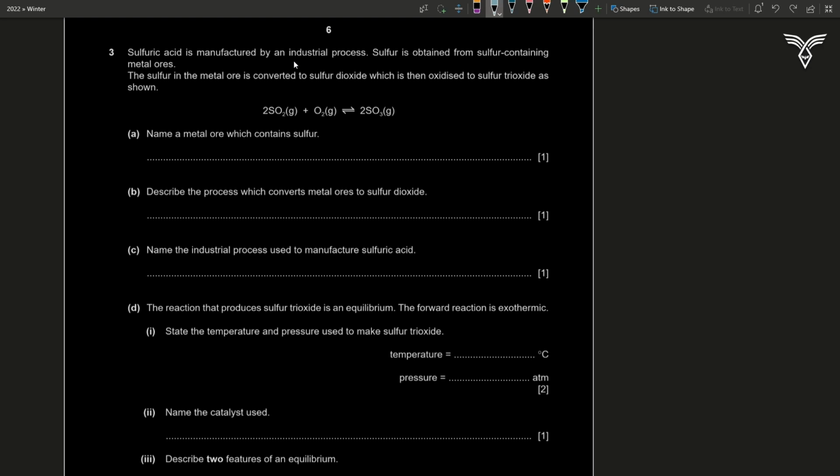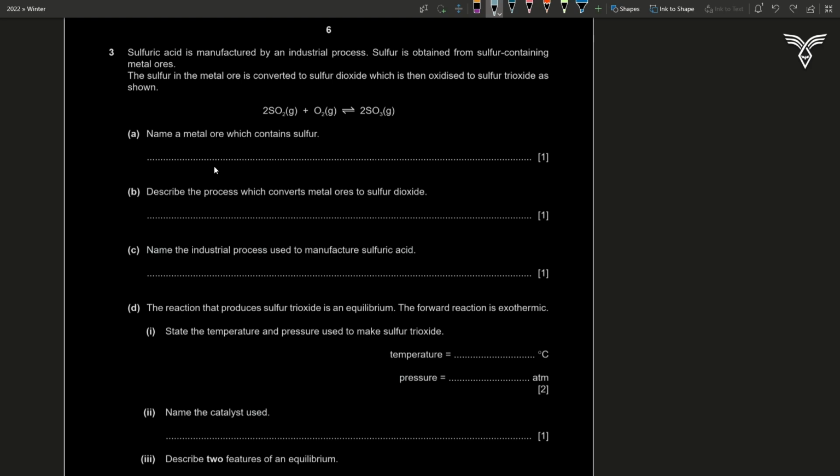Sulfuric acid is manufactured by an industrial process. Sulfur is obtained from sulfur-containing metal ores. The sulfur in the metal ore is converted to sulfur dioxide, which is then oxidized to sulfur trioxide as shown. Nice, our usual contact process. Name a metal ore which contains sulfur. What metal ores do we have? Aluminium, iron and zinc.